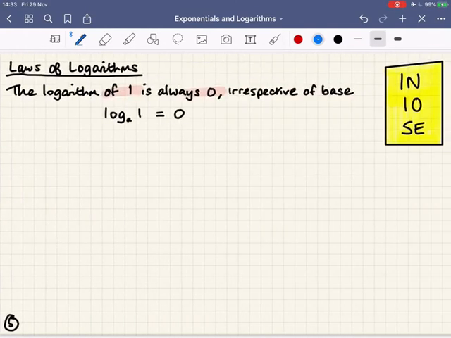And then the last link to that, of course, what I just said there, log to base a of 1 is always 0, irrespective of the base. It doesn't matter whether it's log base 37 of 1 is equal to 0, log base 999 of 1 is also 0, etc. That's a nice, easy result to remember.